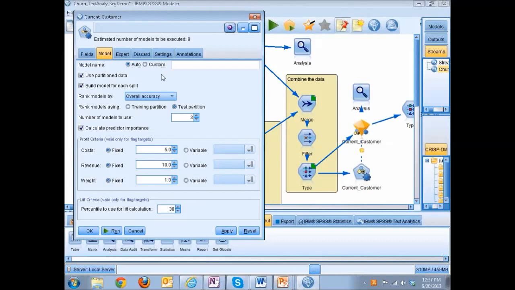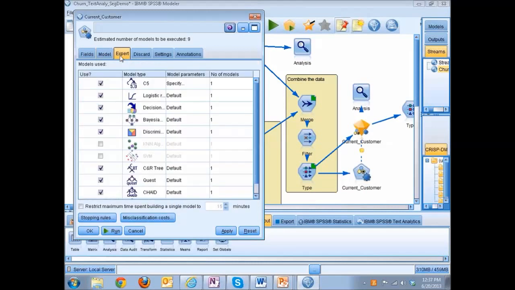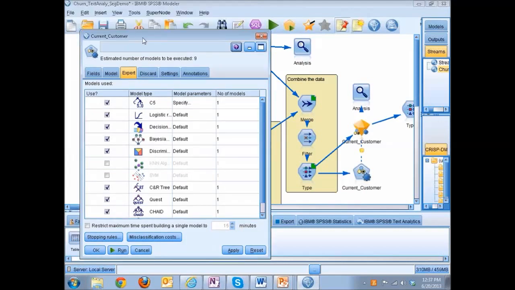So this is the first model. What I'm doing is using an automated model node. It's a great start for a model. You don't have to actually know anything to run this model, but even an advanced modeler will use this to get started, to allow them to focus in and get a sense of this data. On the expert tab, you see all the different types of models that it's going to create. I'm not going to run it; I've done that already here.